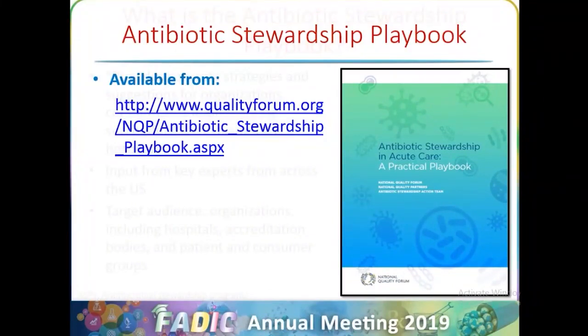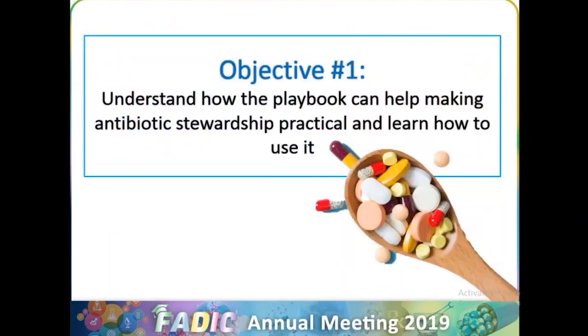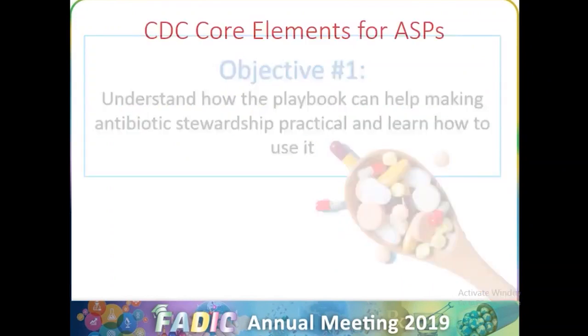Now let's talk about each of the three objectives that I mentioned. The first objective was to understand how the playbook can help make antibiotic stewardship practical and learn how to use it. So, back to the CDC core elements for antimicrobial stewardship programs. The CDC core elements book is also freely available online on the CDC's website. If you just go there and type in core elements for antimicrobial stewardship, you will find the book. I'm going to describe each of the 7 elements in brief detail.